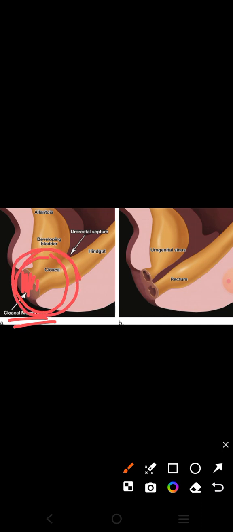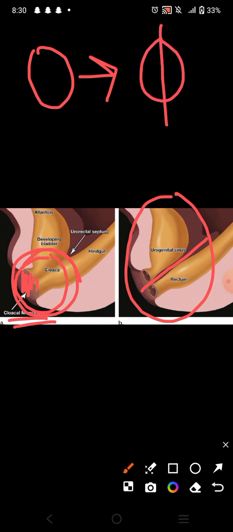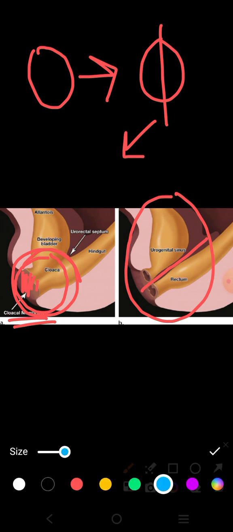Initially it was the cloaca, but later on what happened, it has been divided into two portions, right? A septum has been formed which has divided this one cloaca into two portions. You can see that this portion is the urogenital sinus, and behind the septum there is the rectum, right? It is the primitive rectum, and it will later on develop into the future rectum.